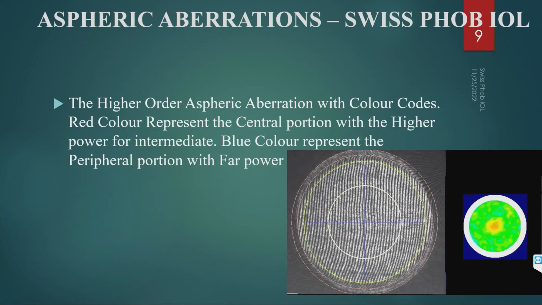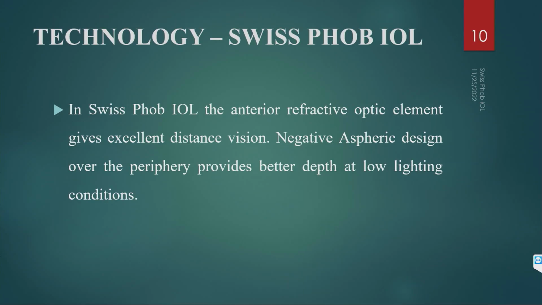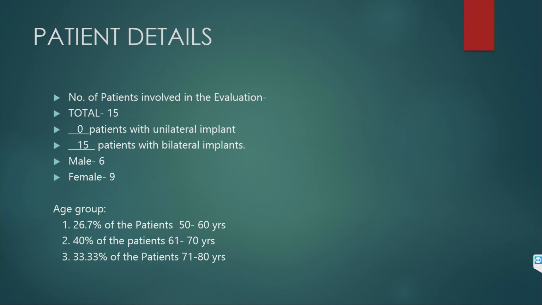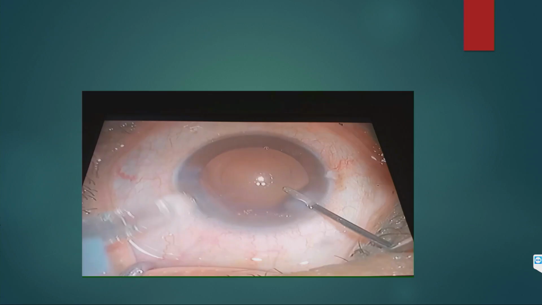So Swiss Phobe is, like I said, aberration corrected, with a central aberration correction which gives you good near vision and a peripheral part which gives far vision. It has an anterior refractive optic element and a negative aspheric design over the periphery which gives better depth even in low light conditions. This is comparable to the Mini Well IOL. This is the modulation transfer function, which is pretty good. In my experience, I have implanted around 15 patients in both eyes, and the results have been pretty good.